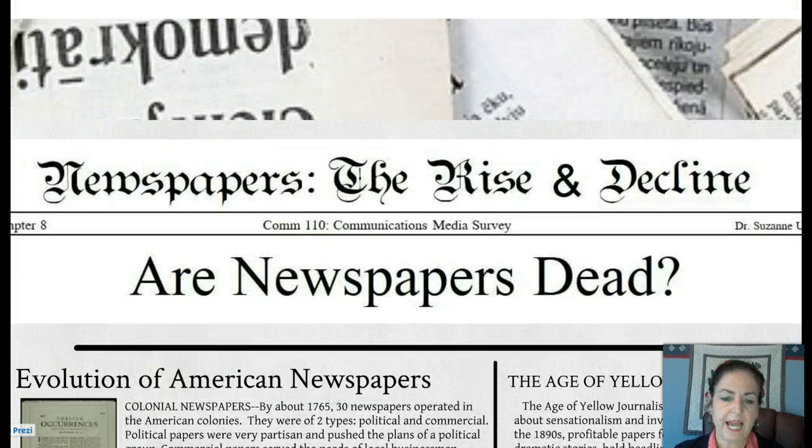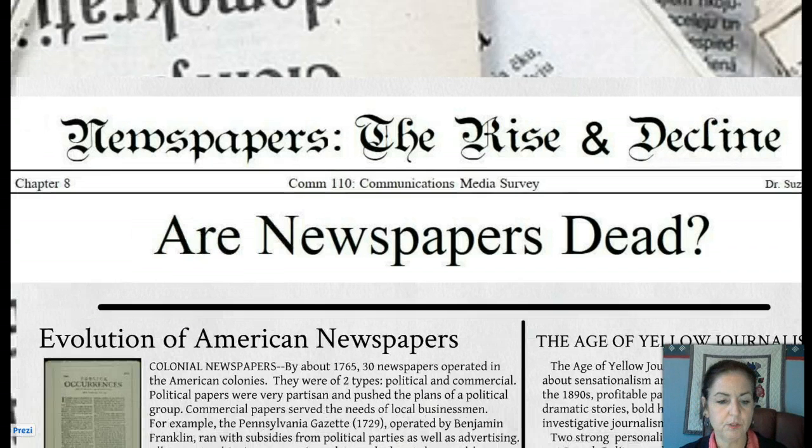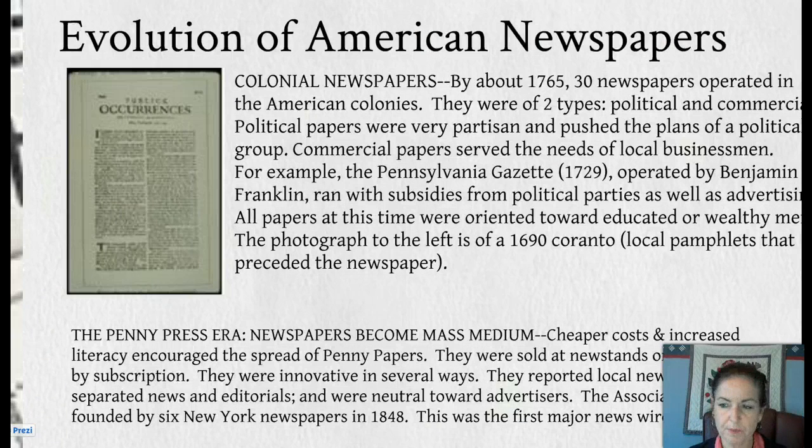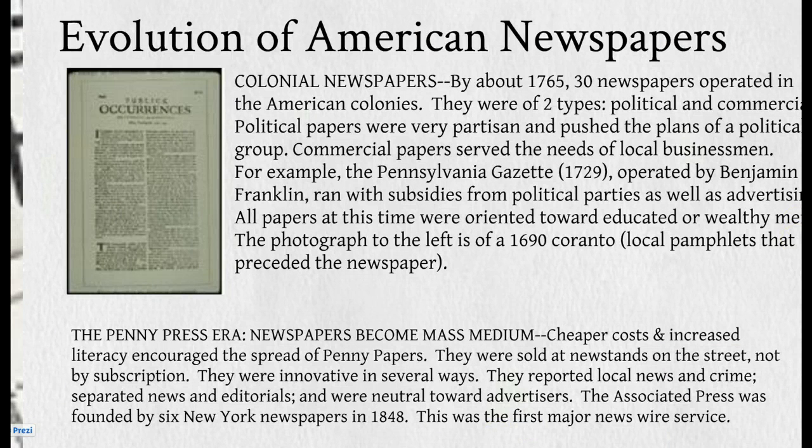So certainly we have the history of newspaper, which essentially can be summarized in this whole rise and decline of newspapers. The chapter focuses on the American newspaper, which is fine. And certainly when you look at the evolution of American newspapers, there are some interesting items to be considered.